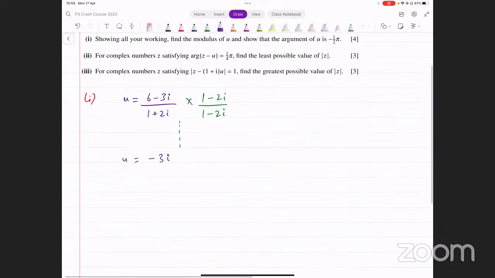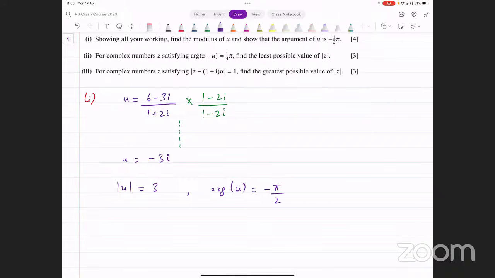And when it simplifies to minus 3i, you can figure out that the modulus of u is going to be just 3 because this is a point that lies on the vertical axis, on the imaginary axis, right? The distance from origin is going to be 3. And the argument you can figure out is going to be minus pi over 2 because again, it lies on the vertical axis on the lower side, on the negative side of the vertical axis. So the argument of u is going to be minus pi over 2 here.